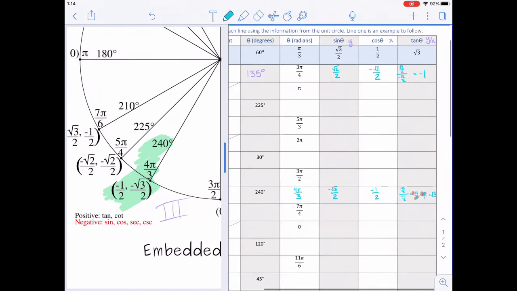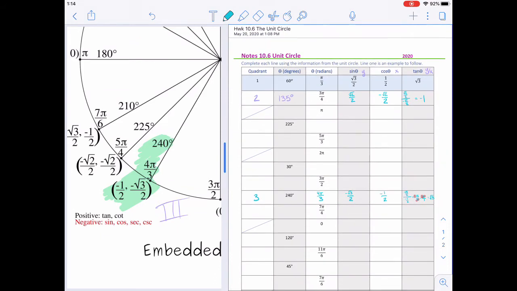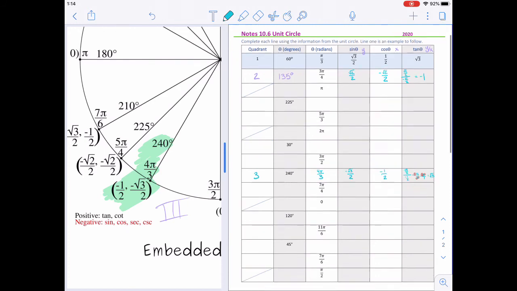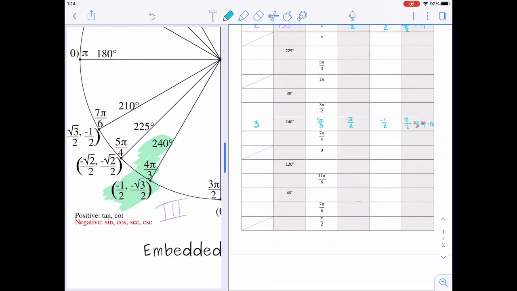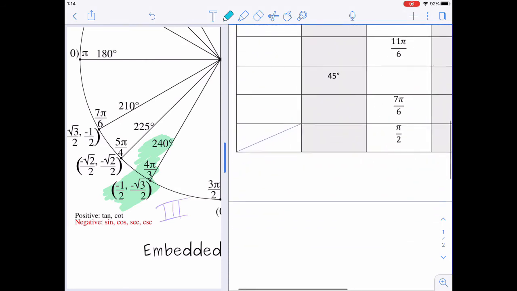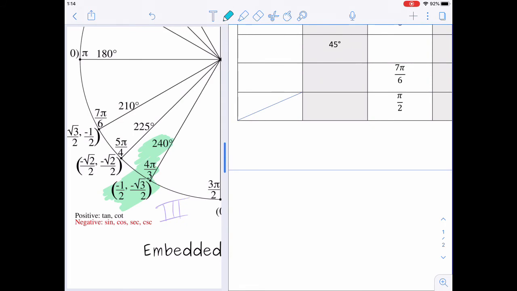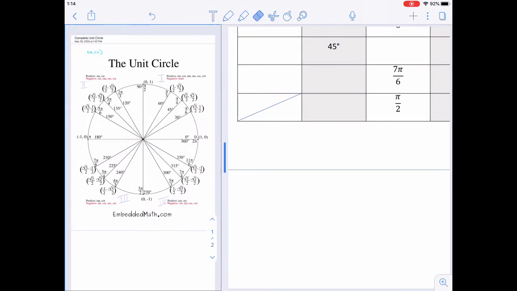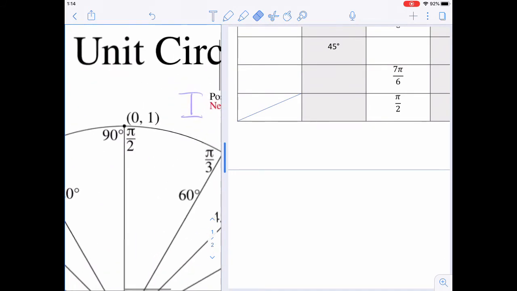And so we're just going to continue to fill this chart out by pulling information directly from our unit circle. We'll do one more. Let's do one of these ones that has a slash through it. We'll do, let's say this last one, pi over 2. So again, we're going to go to our unit circle. We're going to find pi over 2. That's right here.